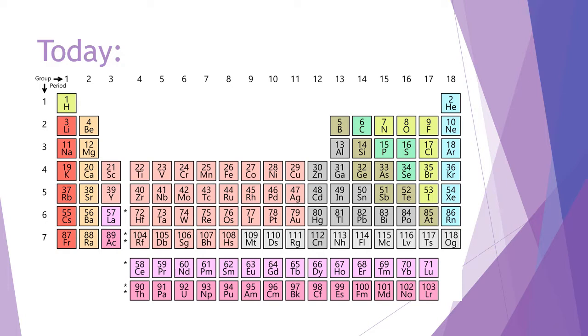You'll also notice there are 2 unusual rows at the bottom. They are simply moved outside of their usual place on the periodic table because otherwise the periodic table will become too lengthy to print on a piece of paper and become a little bit difficult to use.